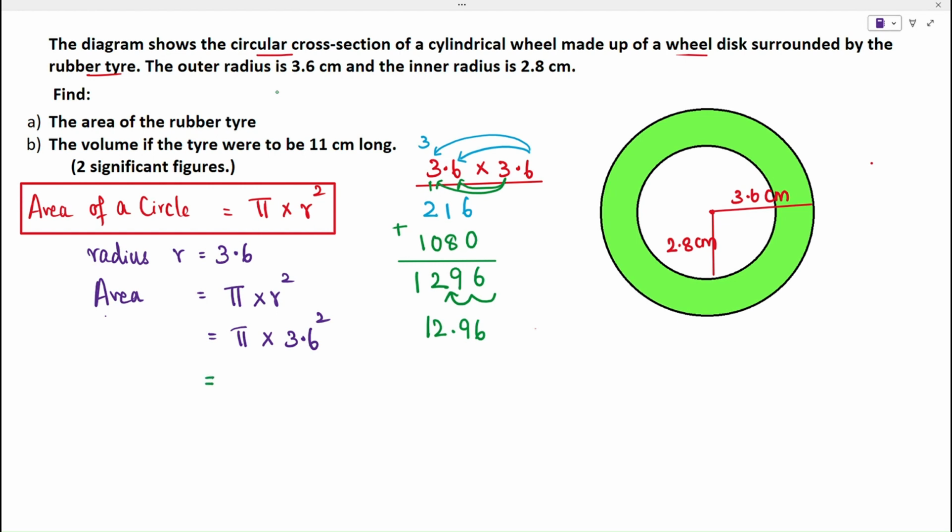Now what we have to do is we have to multiply it by pi. So we have pi times 12.96, and we're going to take pi as 3.14. So this is our approximation of pi. So now we have to calculate the area. So 12.96 multiplied by 3.14.